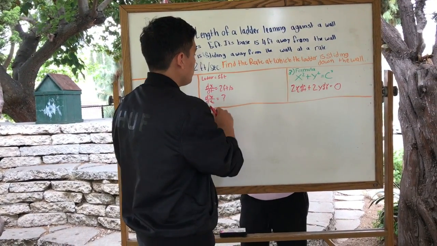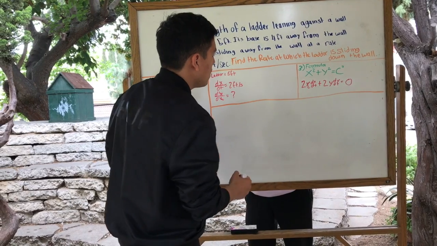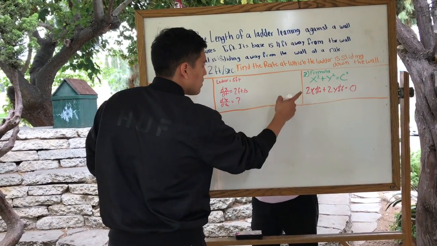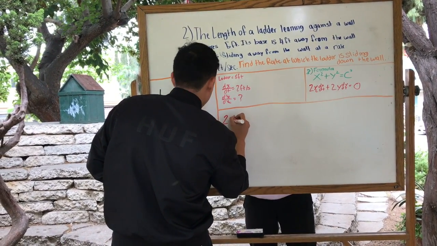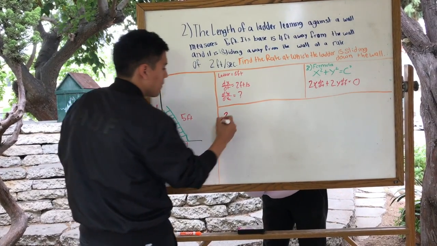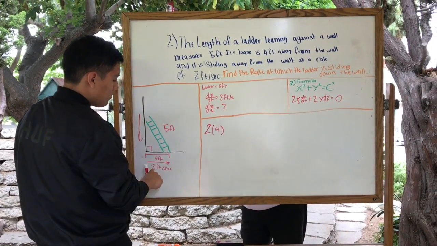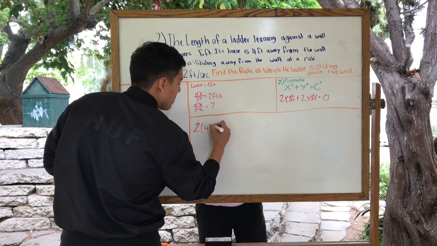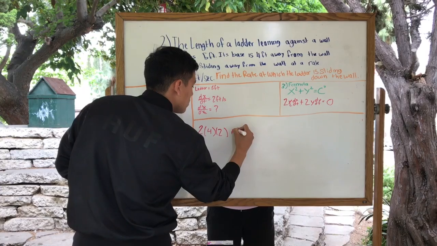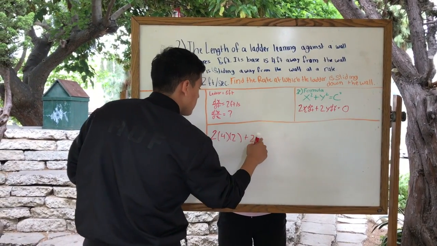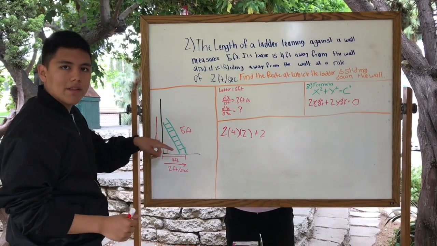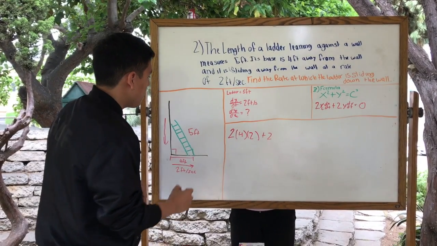And then what you want to do is you plug in your knowns. So I'm going to plug in my knowns here. So it's going to be 2x, which is equal to 4, dx/dt, which is equal to 2, plus 2y. Oh, to find y, you have to do the actual Pythagorean theorem problem.